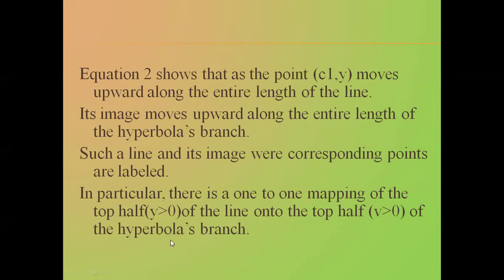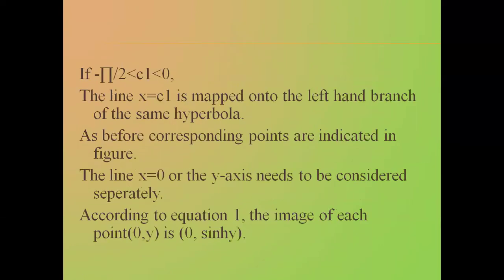Equation 2 shows that as the point C1 comma y moves upward along the entire length of the line, its image moves upward along the entire length of the hyperbola's branch. Such a line and its image, where corresponding points are labeled. So in that, there is a one-to-one mapping of the top half of the line onto the top half of the hyperbola's branch.